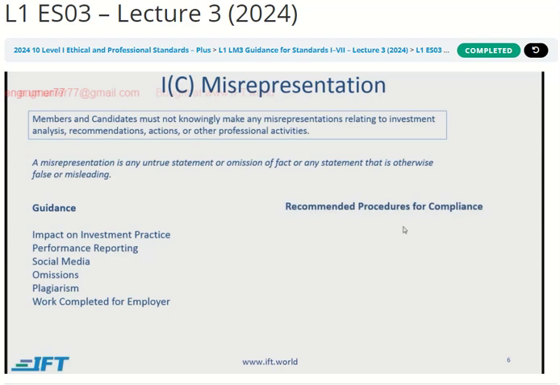We'll now look at the recommended procedures for compliance. And all these bullet points are taken straight from the curriculum. The first one is factual presentations. This point is fairly straightforward. Any information presented about a firm, or information that we present about ourselves, needs to be completely factual, and that minimizes the chance of any misrepresentation.